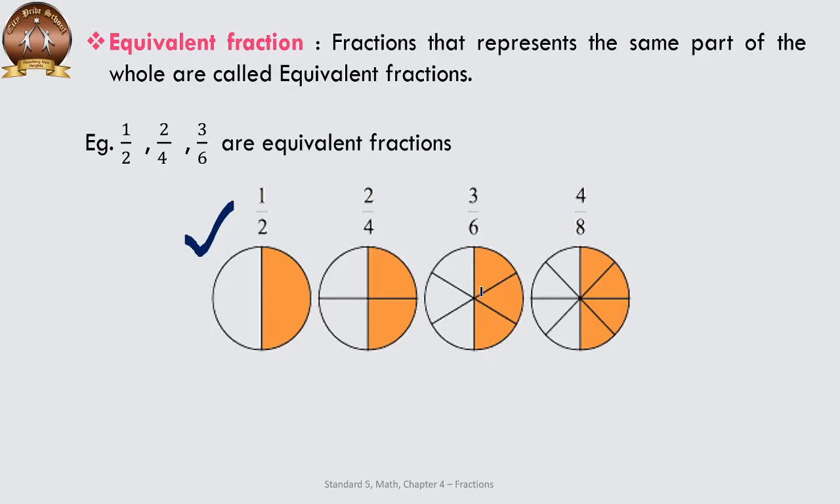The parts of the figures are more or less, but the color, that is orange, is same in all the figures. So from this we conclude that 1 by 2 is equal to 2 upon 4 is equal to 3 upon 6 is equal to 4 upon 8. That means these all are equivalent fractions.